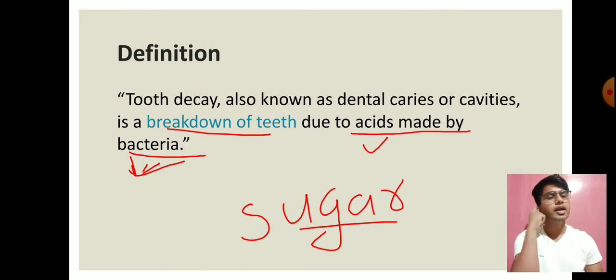And tooth decay is basically a breakdown of the tooth. Our tooth is made up of many minerals like fluorine and calcium. When these minerals get broken down, it is called demineralization of the tooth. In medical terms we call it demineralization of the tooth, and in layman's language we call it breakdown of the tooth. So tooth decay is breakdown or demineralization of the tooth by acids produced by bacteria.